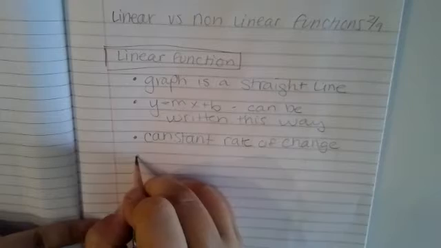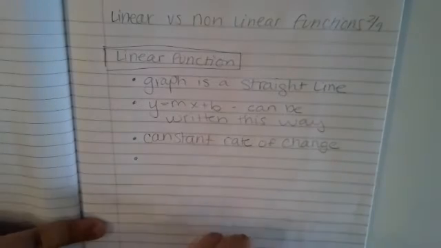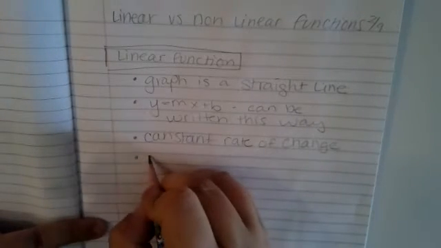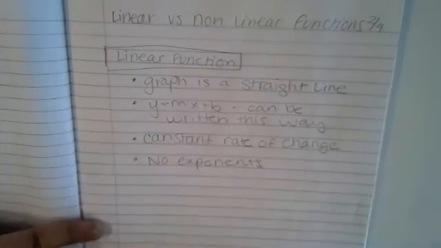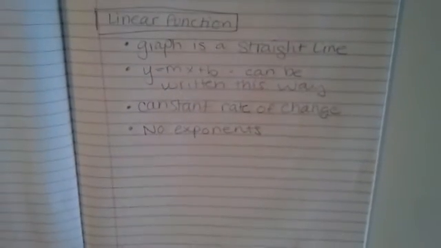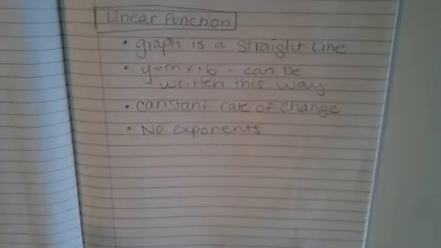And then the other thing that we didn't probably really notice before, because we didn't need to, is that there are no exponents. So one of the first things I can do is easily glance and determine, is there an exponent or not? If there's not an exponent, there is a chance it is linear. If there is an exponent, it's automatically nonlinear. So that's a really fast and easy way to determine if it's linear or not.